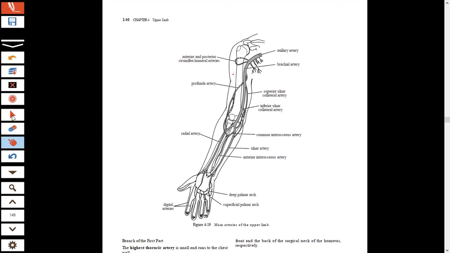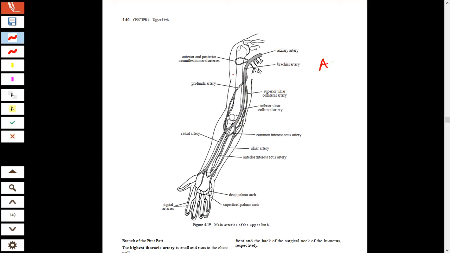For example, here you have the arch of aorta like this, okay? And from this arch of aorta, three branches are coming out. One, two, three, okay? First branch on this side, on the right side, this one.